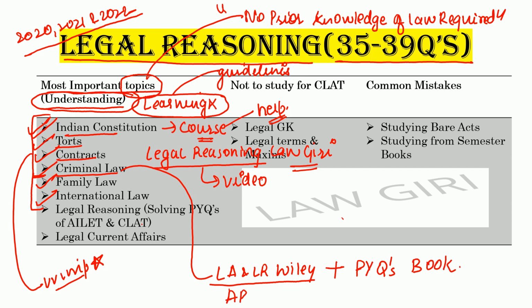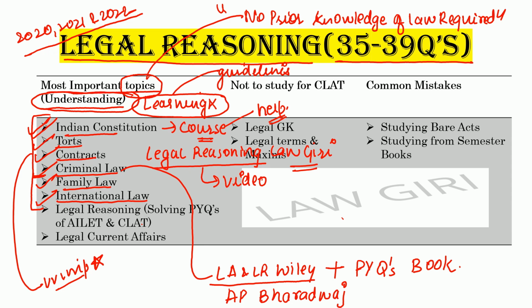Okay. You can also go for AP Bharadwaj. In AP Bharadwaj, you won't find topics related to family law and international law. Then I'll be giving you those notes. You can study from there. Okay, I'll upload them on my website. So this is what you have to do if you have AP Bharadwaj. No need to invest in Willy then. Clear. Now the book part is clear.